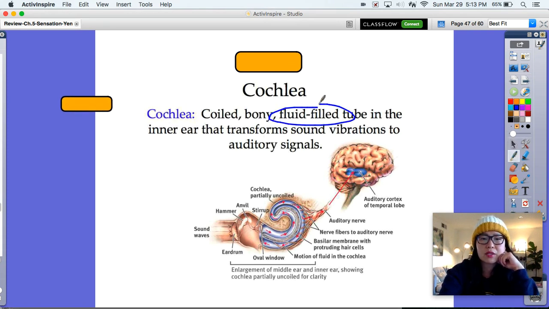The cochlea is going to be the coiled, bony, fluid-filled structure, and because it's fluid-filled, that's kind of what makes us dizzy. Those of you that like roller coasters that go upside down, if you feel dizzy later, it's because your head is moving back and forth, and so the fluid is moving around in your ears, and that's why we feel off balance or dizzy.